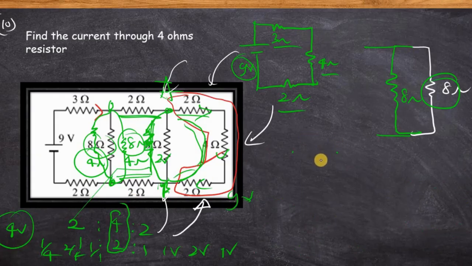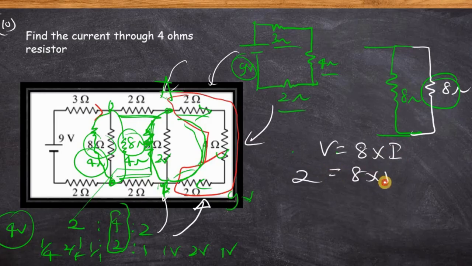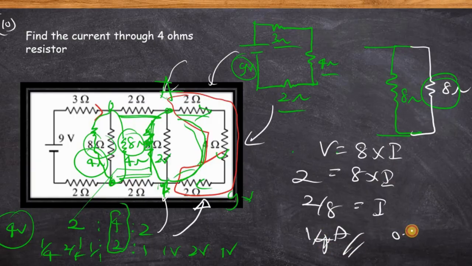So what can I do? The potential difference across all these 2, 4 and 2 is 8 ohms into I. So potential is 2, equals 8 into I. So 2 divided by 8, 1 over 4 amperes, or you can say 0.25 amperes. That's the answer. Yes, there might be several methods that you can try to find the answer. Somehow if you could get to the answer, that's perfect, great.